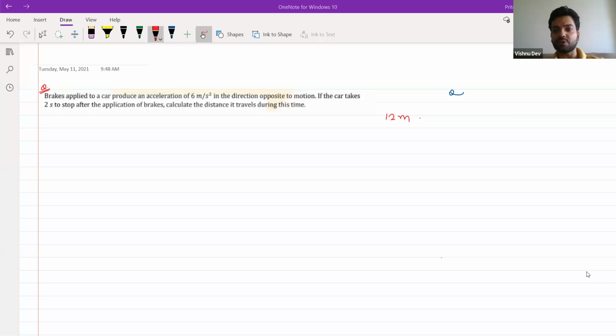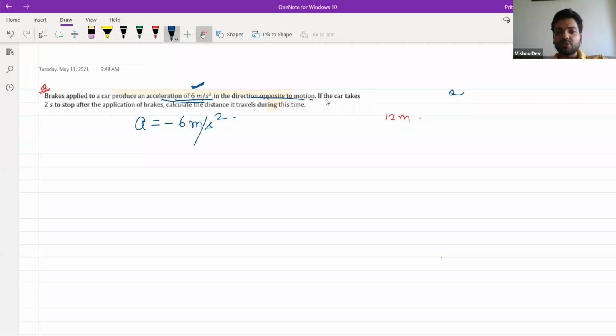Okay, so most of you have got this answer as well. Let's quickly look at the information that we have here. Brakes are applied to a car, producing an acceleration of 6 meter per second square in the direction opposite to motion. So clearly it is indicated that this is the retardation. So acceleration will be negative.